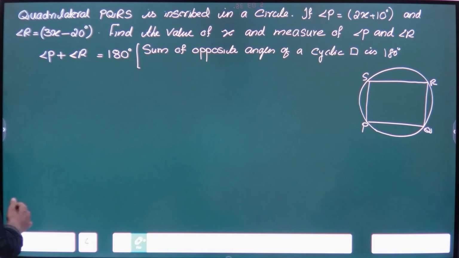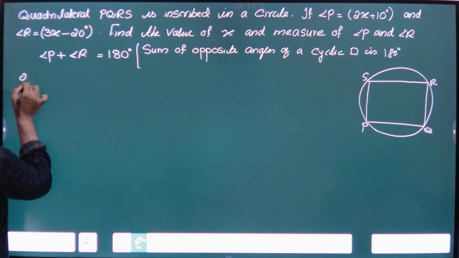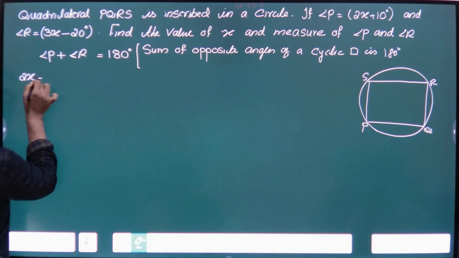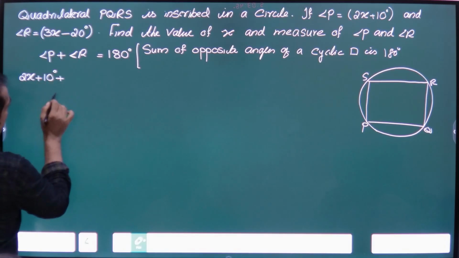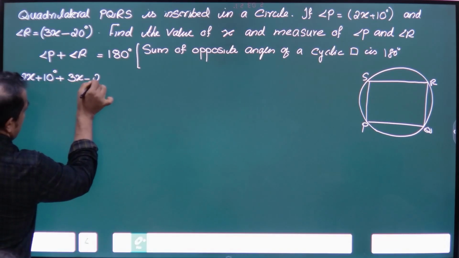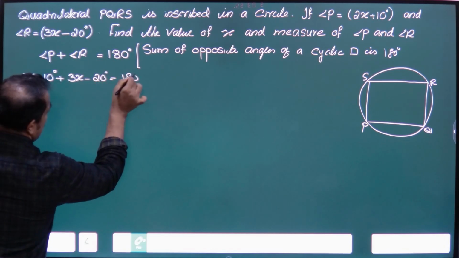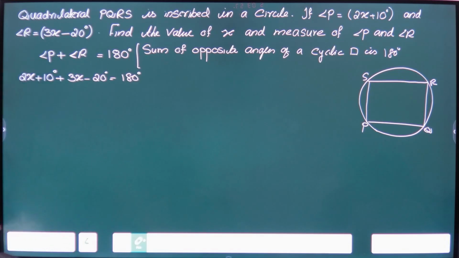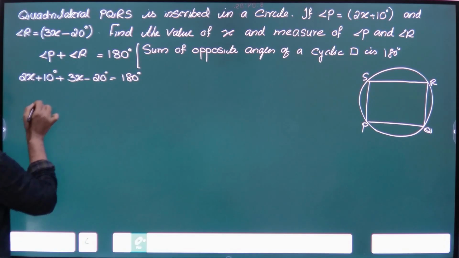Now substitute the value. What is the value of angle P? 2x plus 10 degree plus 3x minus 20 degree is equal to 180 degree. What is 2x plus 3x? 5x.